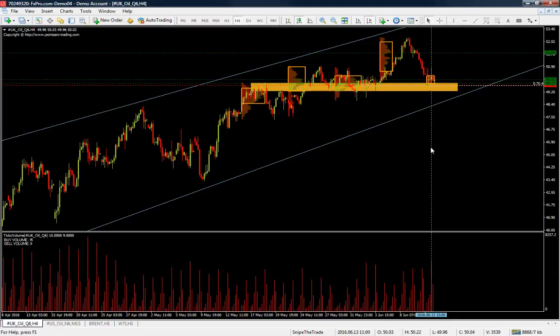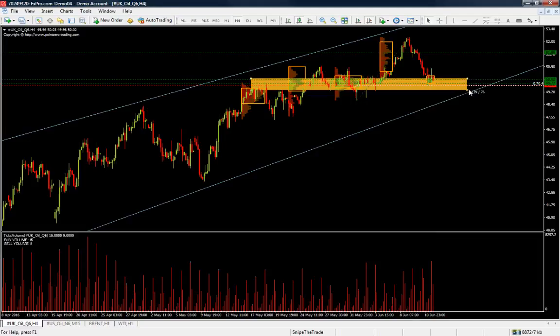And if we use the market profile on the daily, you can see that we are actually trading inside of a very strong point of control around the 50.02 level. So not only do you need to be looking at the structure of the market, you also need to be looking at where the big volume has been traded.